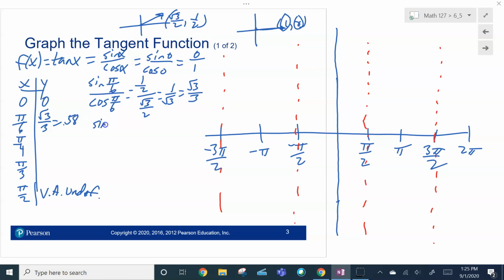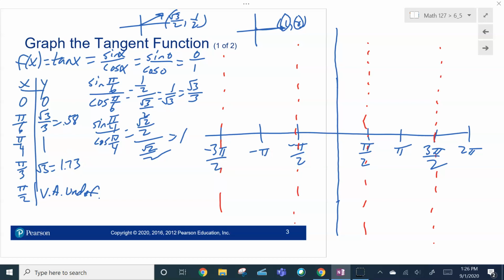Plug in pi/4 now. Now I got sine pi/4 over cosine pi/4. I got root 2 over 2 over root 2 over 2. So I got 1. I'm going to punch in pi/3, and I get root 3 over 2 over 1 half. So that's root 3. That's about 1.73. Got my pi/2 undefined.